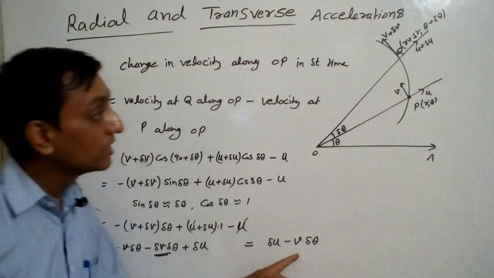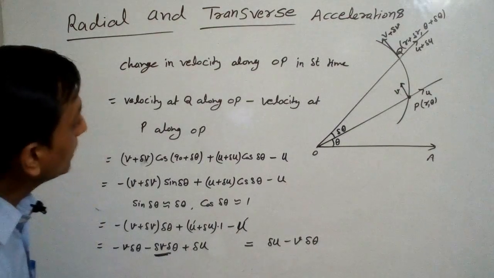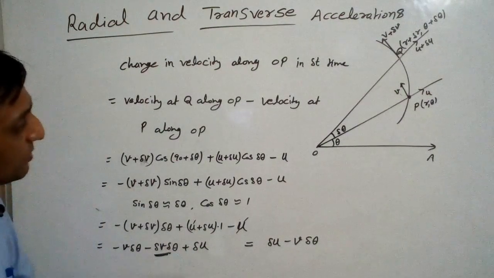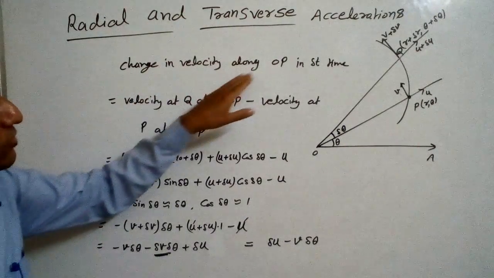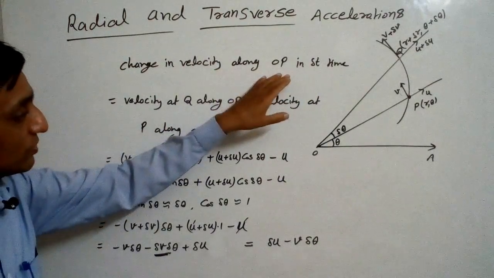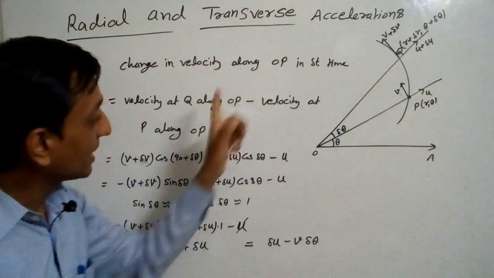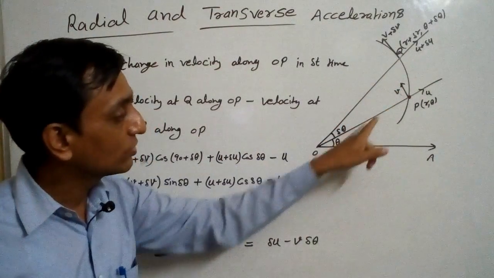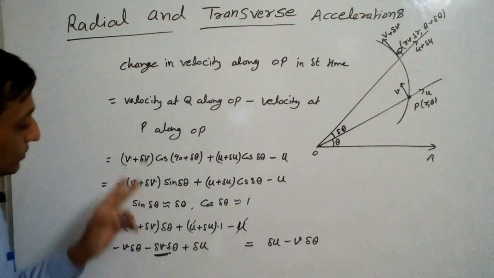Okay, here V is transverse velocity and U is radial velocity. Now we calculate acceleration. I repeat all this again. At first we calculate the change in velocity along OP in delta t time. So this is the change in velocity: velocity at the point Q in direction OP minus velocity at P in direction OP.